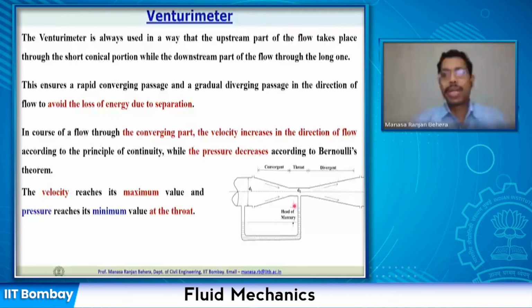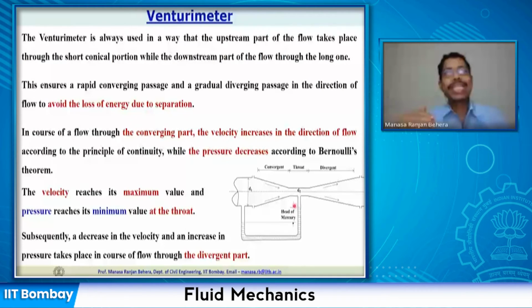Now, in a venturimeter, you can find that a decrease in the velocity and an increase in the pressure takes place in the course of the flow through the divergent section. We are not really measuring that, but we know that it's going to happen. Our points of measurement are only the initial pipe and the throat of the venturimeter. We are trying to find the pressure difference, and from that we will find how we can get the discharge through the venturimeter.